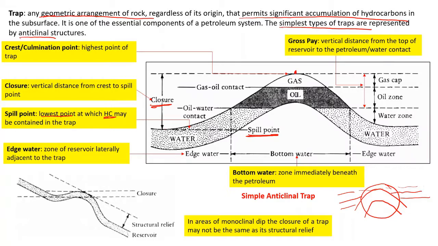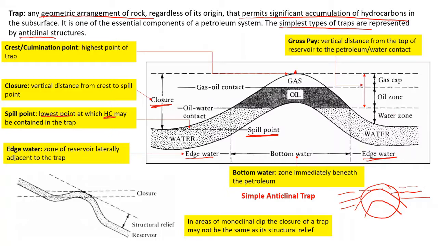Remember, closure is very, very important. If you do not have adequate closure, or have a tight closure, again the hydrocarbons might migrate. Then the edge water. You see this edge water. What is edge water? It is the zone of the reservoir laterally adjacent to the trap. See, this is the water zone and it is laterally adjacent to this trap. This is called the edge water, water lying on the edge.